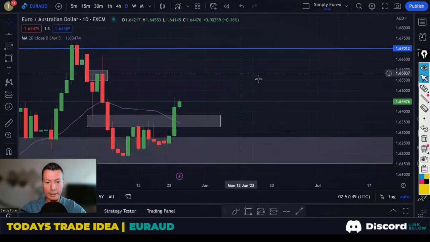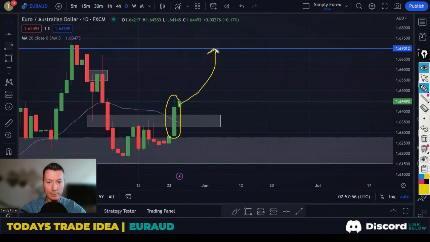So we're in an uptrend now, and we've got this bullish candle. Potentially we could come all the way back up to here. But again, we need a bit of a retrace before we come higher, guys. But yeah, interested in buying this pair.